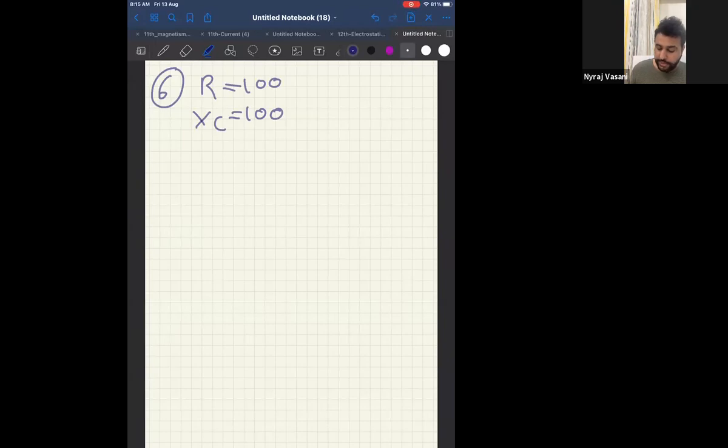They are connected in series across a 220 volt source. Therefore, ERMS is 220. When the capacitor is 50% charged, the peak value of displacement current is? Peak value of displacement current means what is the value for current? I want maximum current. Now, please look at the screen. Can I say maximum current?